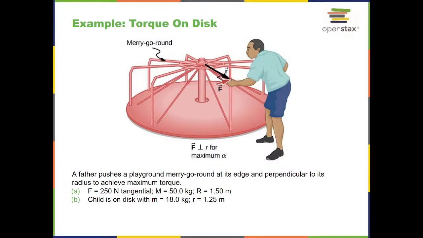Of course, we can make this a little bit more complicated by, for example, giving the father a bit more purpose in life by giving the father a child. And the child is sitting on the disk. The child is sitting, let's say, child is 18 kilograms, a mass of 18 kilograms, and sitting at a distance from the center of 1.25 meters.